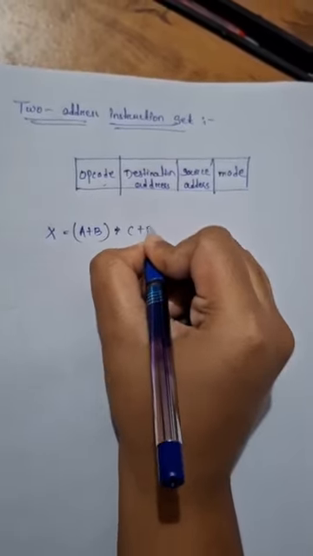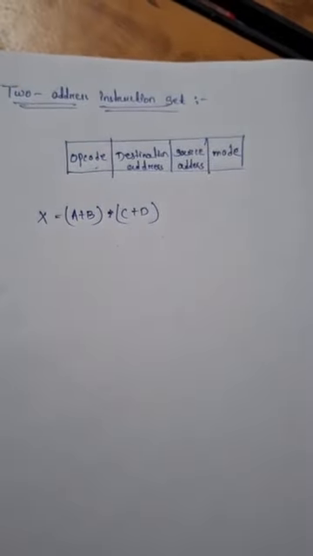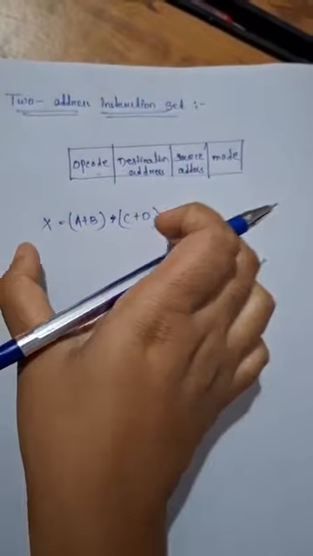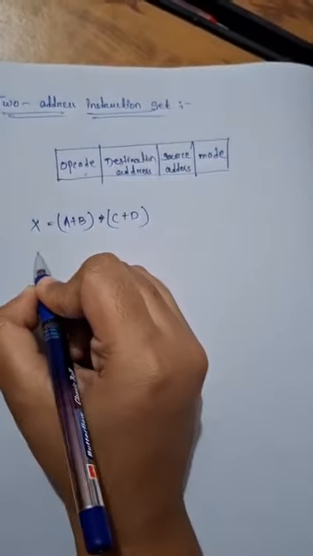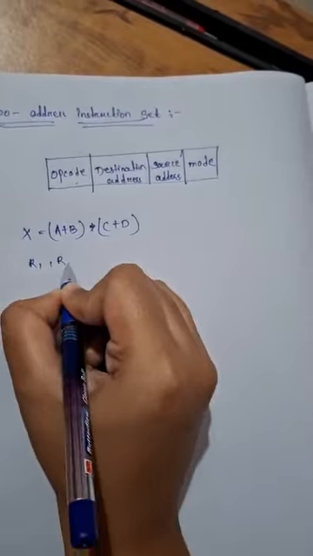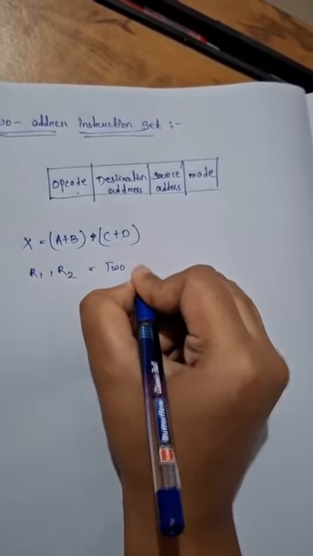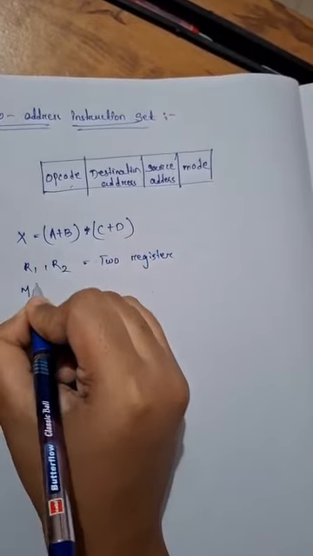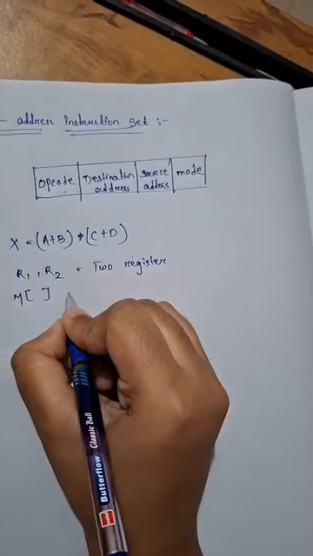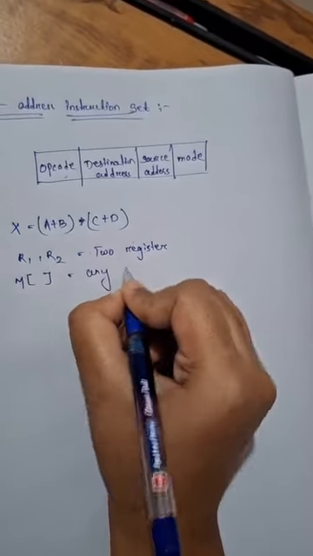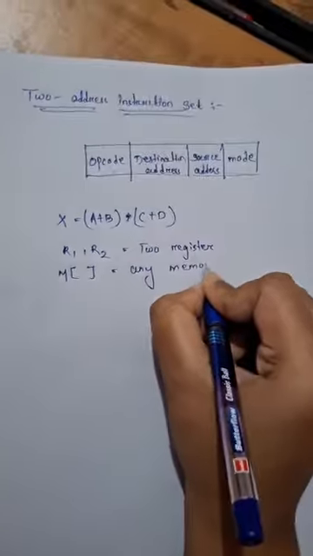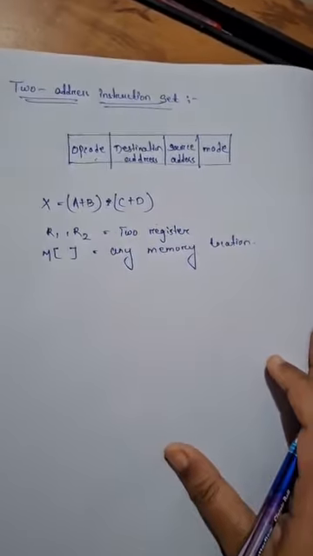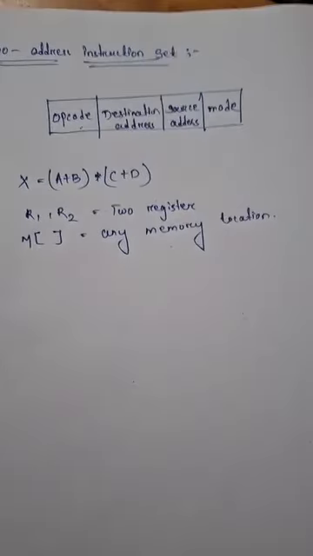So basically take an example. So this is one expression, that is (a plus b) into (c plus d). Here we perform the 2 address instruction set. So here we take two registers, that is R1 and R2. Then we take M of something, that is any memory location. So now we perform the operation one by one.